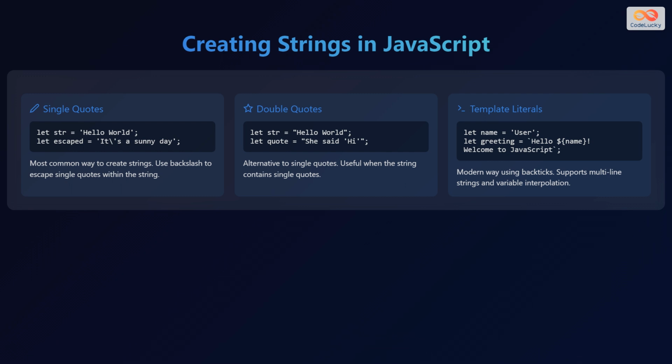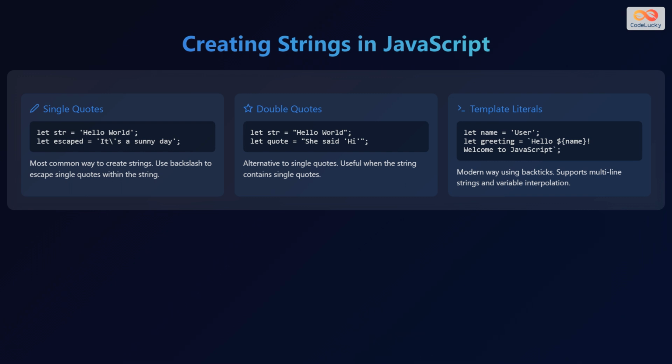Double quotes are an alternative to single quotes. They are useful when the string contains single quotes. For example, let string = "hello world", and let quote = "she said 'hi'".